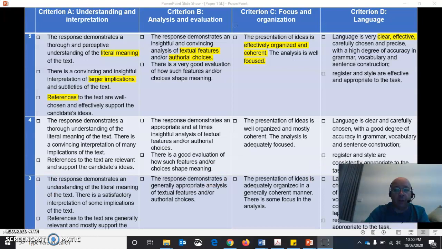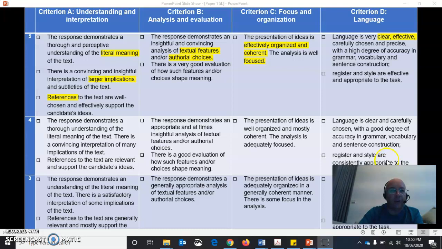This is the mark scheme. This is for the new course that started teaching in 2019, but it's pretty similar to the old one. The first one looks at a general overview of the understanding. Do you understand the text in general terms? Can you also look at larger implications, things like the context, any other connotations there may be, all the time using good references?